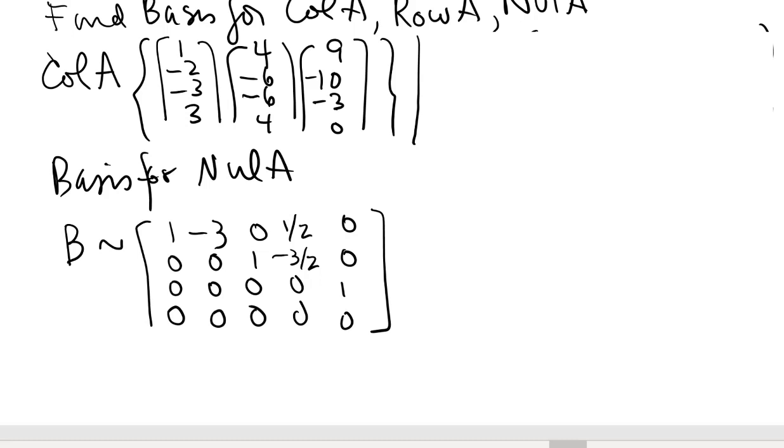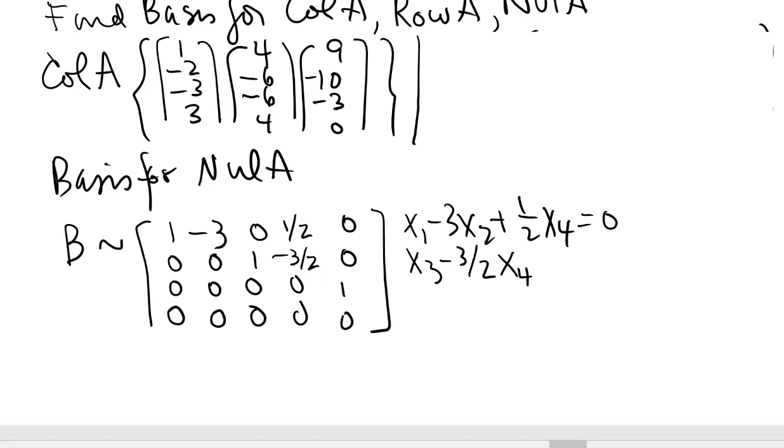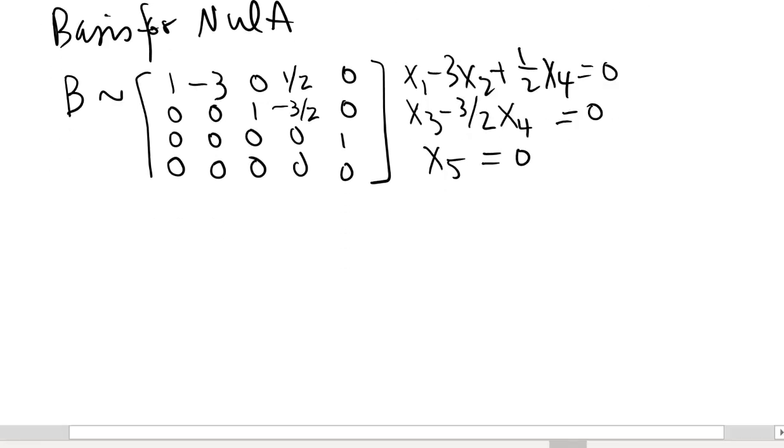And I just write this in parametric vector form. I have x1 minus 3x2 plus 1/2 x4, and that's going to be equal to 0. I have x3 minus 3/2 x4, that's equal to 0, and I have x5 is equal to 0. So one vector, and that's 2 free variables, right? 2 free variables. I've got x2 and x4 are the free variables.